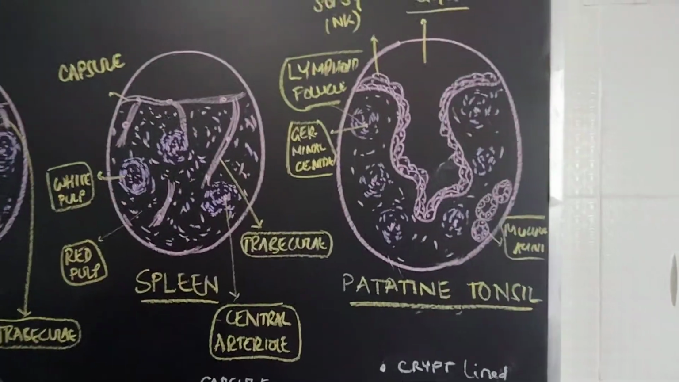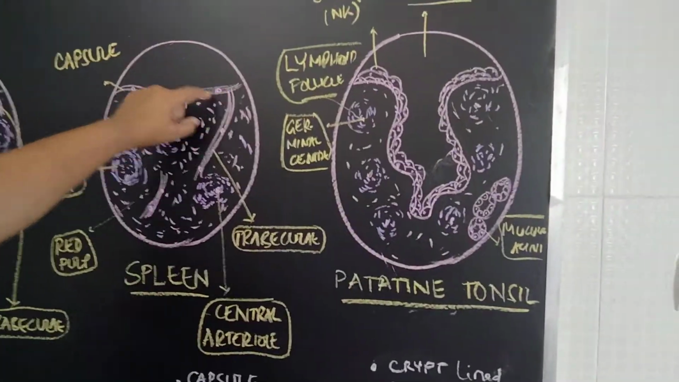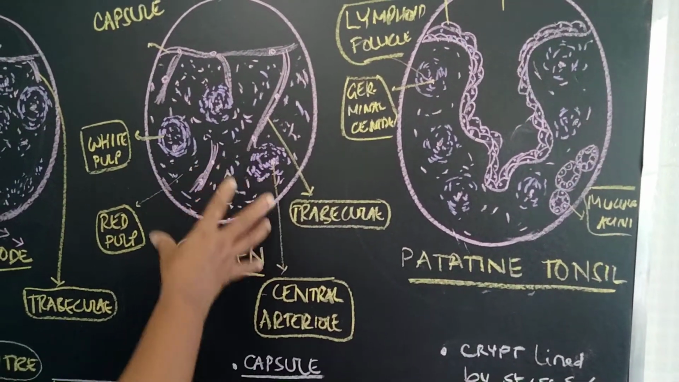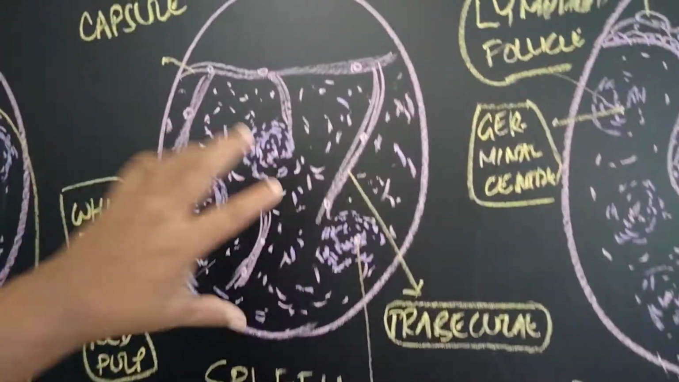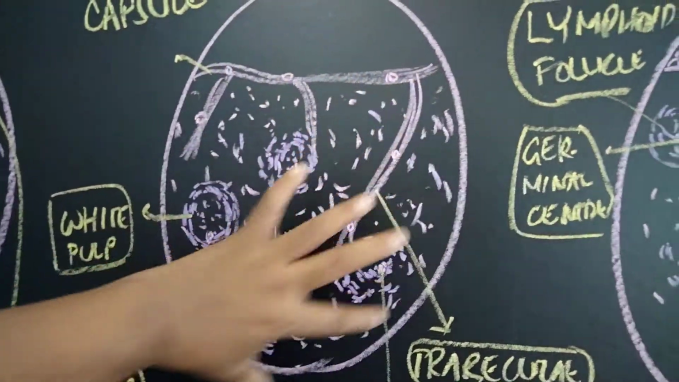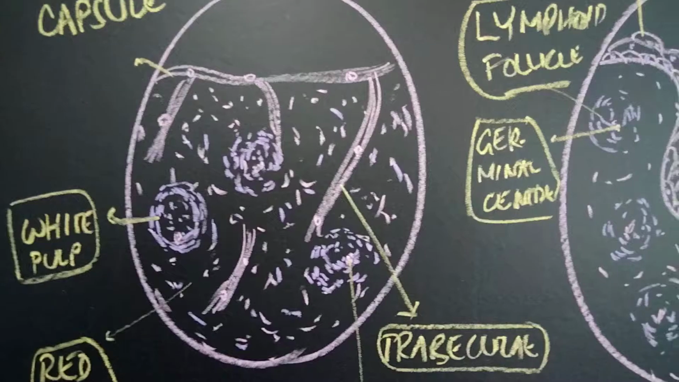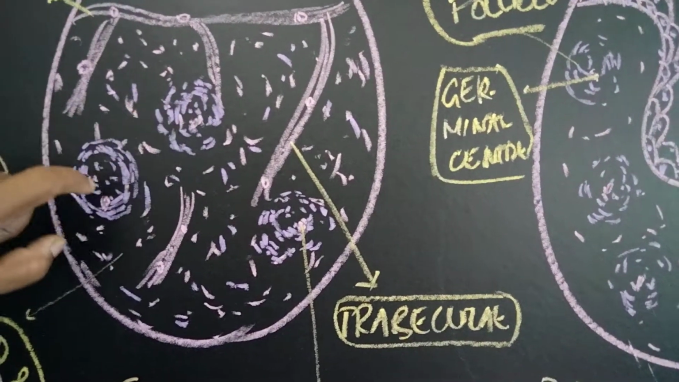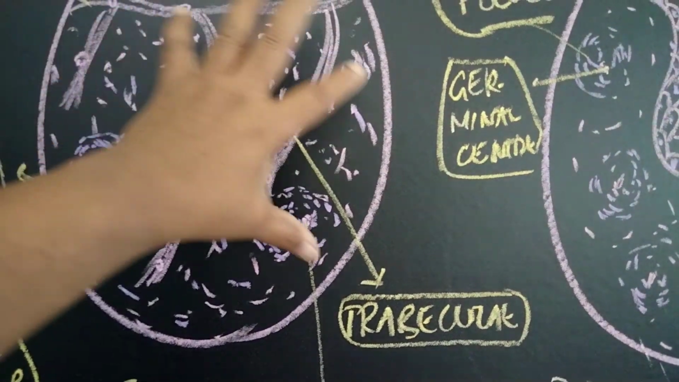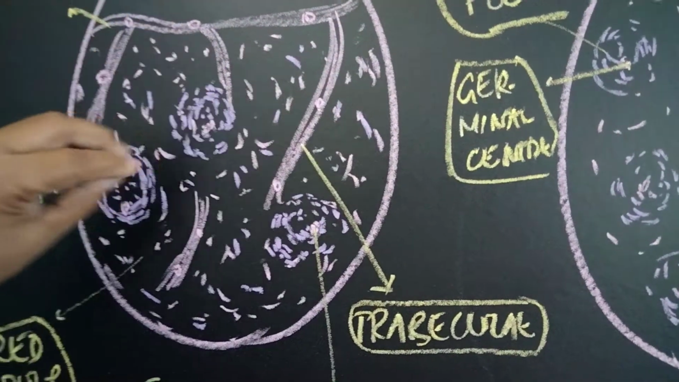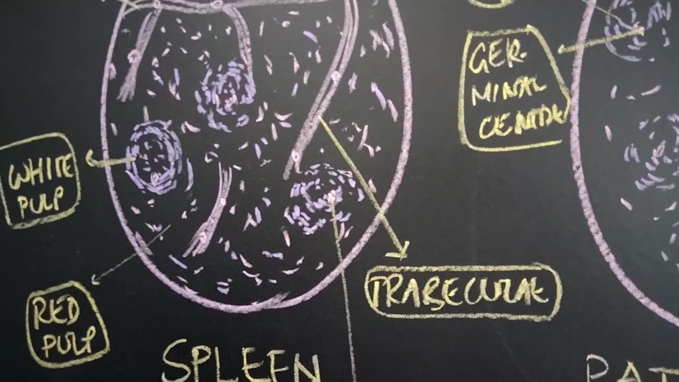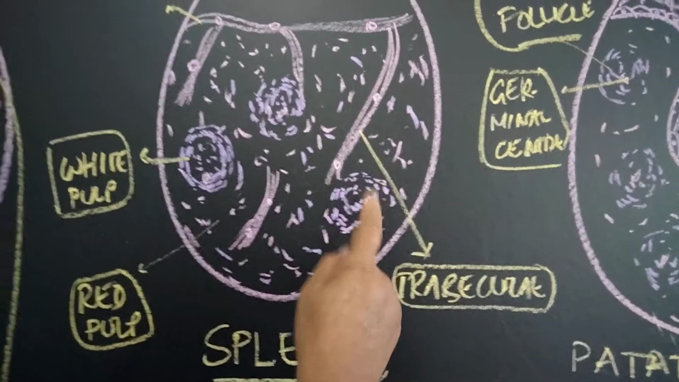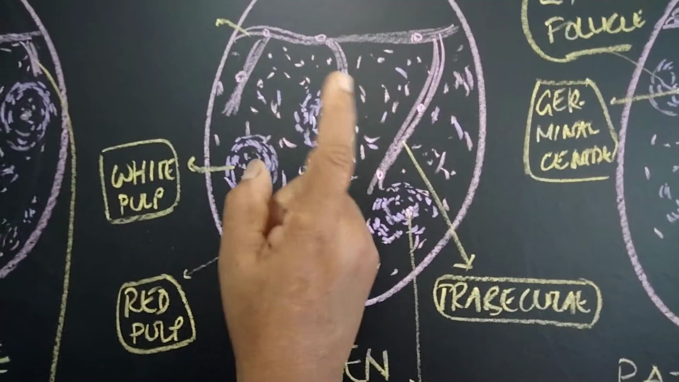Coming to the spleen. The spleen has a capsule, and the trabeculae intervene within it. There is no cortex and no medulla in the spleen. Instead of that, what is there? There is a sea of red pulp, which is the disintegrated RBCs within the spleen, and inside this are the islands of white pulp. Inside the white pulp there is a central arteriole which is eccentrically present. That is the feature of the spleen.